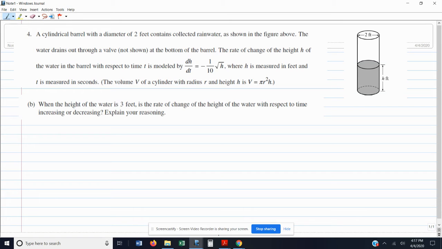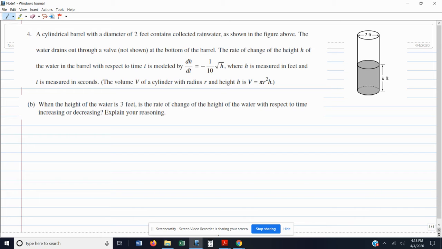Hi everyone, this is number 4 from the 2019 FRQ exam, no calculator section, and this is part B. So we have the cylindrical barrel with a diameter of 2 feet collecting rainwater. The water is draining out through a valve not shown at the bottom of the barrel.